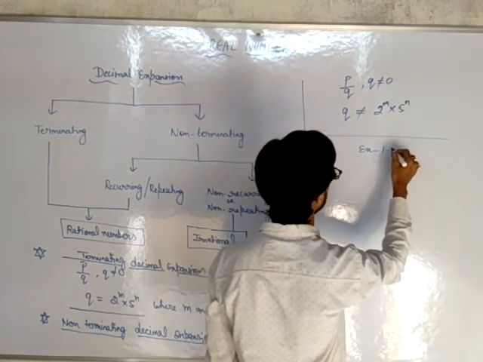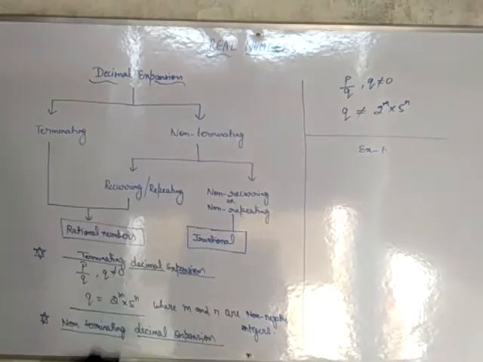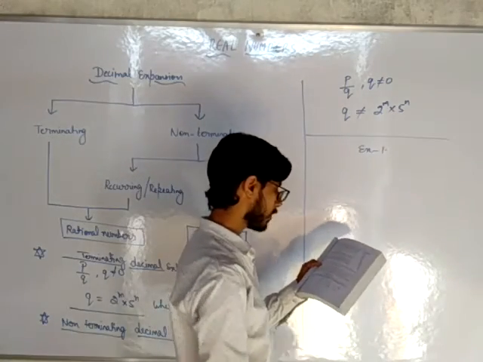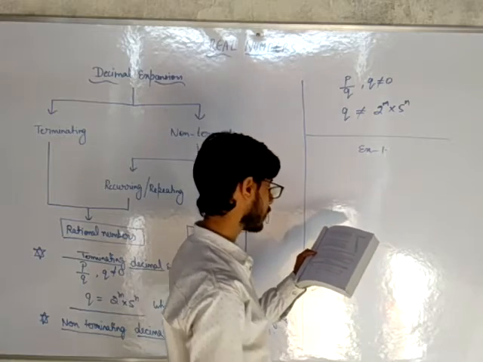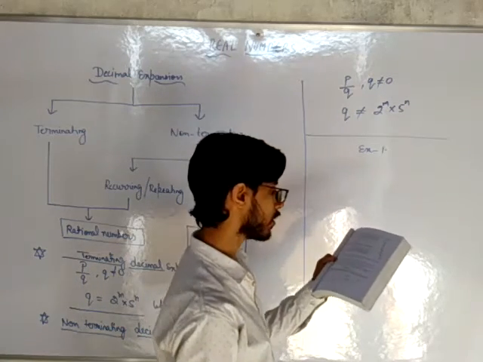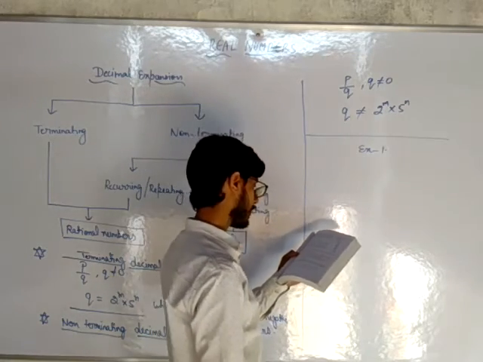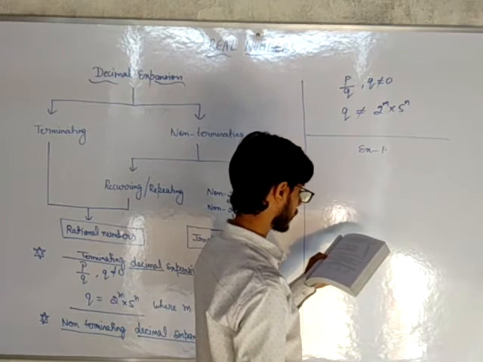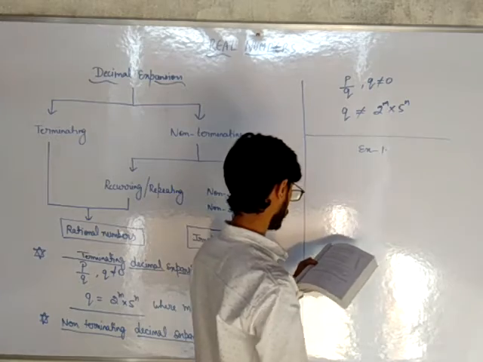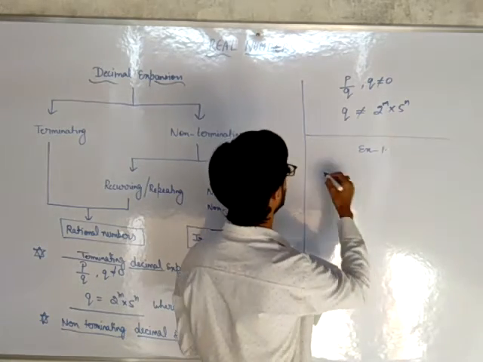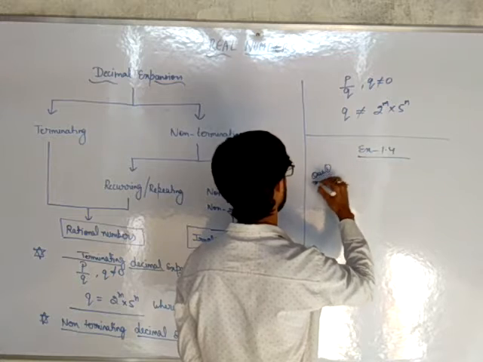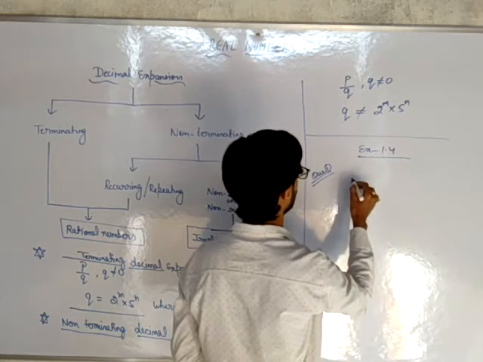Exercise 1.4. Without actually performing the long division, state whether the following rational numbers will have terminating decimal expansion or non-terminating, repeating decimal expansion. So I am taking one example here. Question number 1, exercise 1.4, question number 1: 17/8.